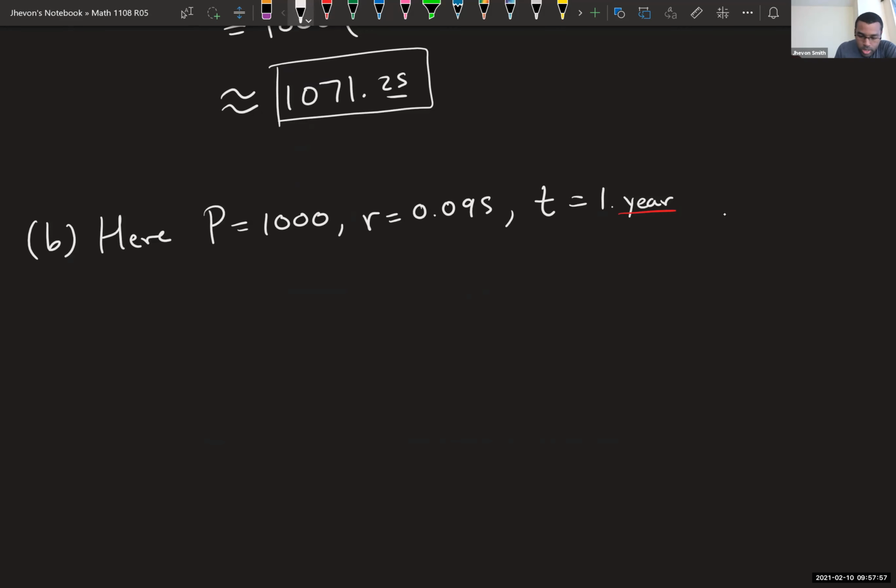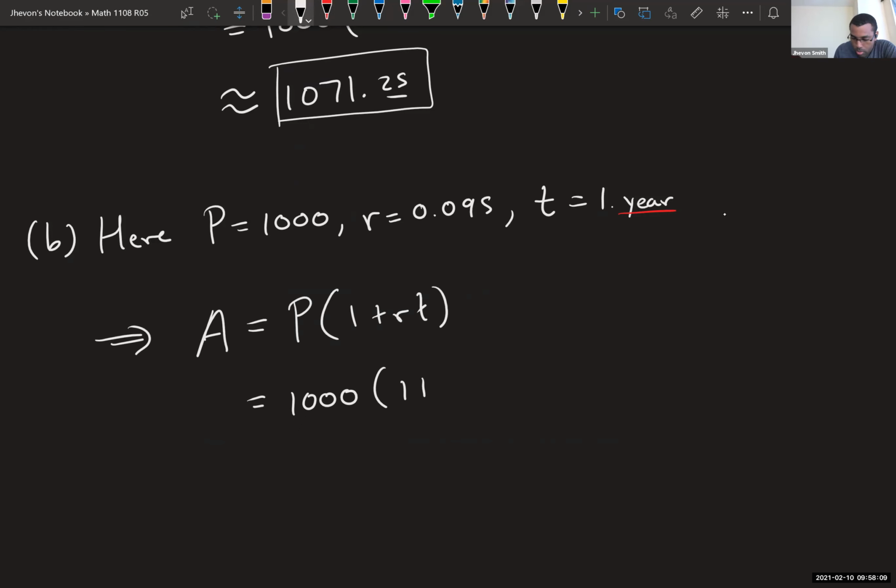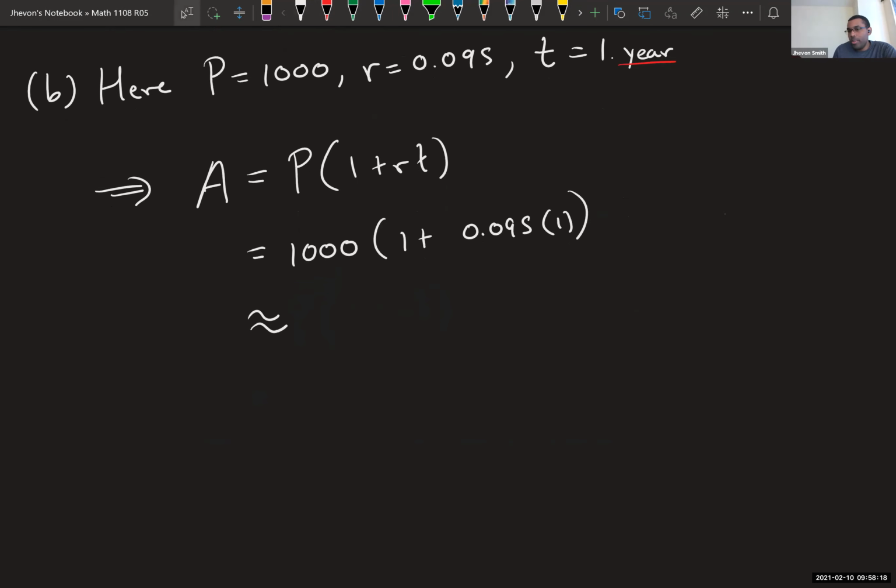Since we're doing simple interest, the amount I have to pay back is going to be 1 plus RT. So that's going to be 1,000 times (1 plus 0.095 times 1). Now, this one hopefully is okay to do in your head because you have 1.095 times 1,000, and times 1,000 just means move the decimal point 3 places to the right. So it's 1095 is what you should get if you plug that into your calculator. So that's how much you would have to pay back.